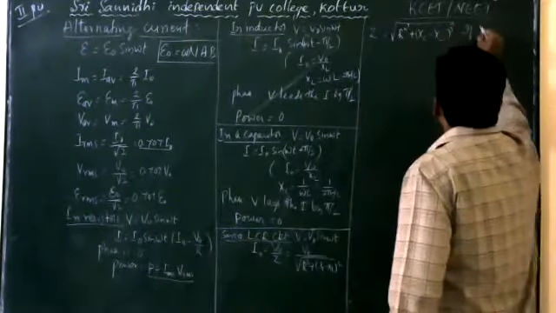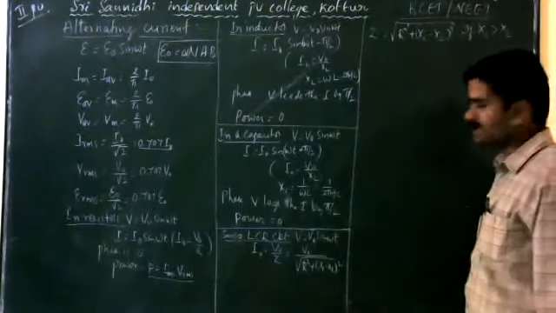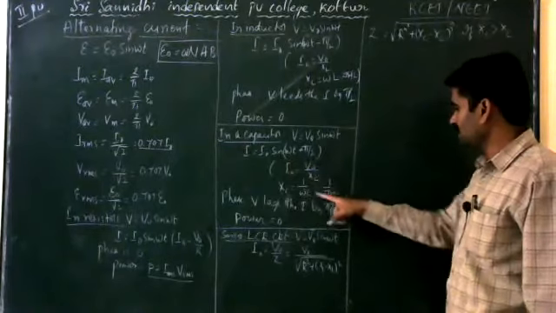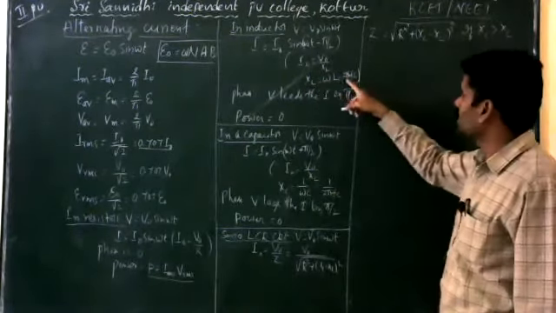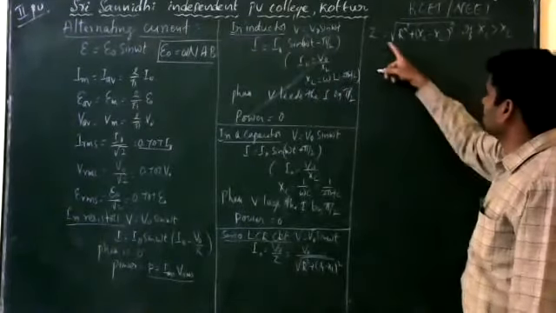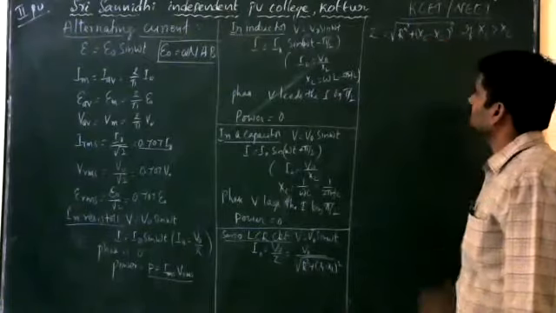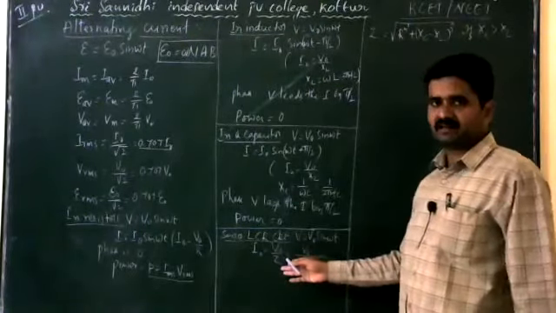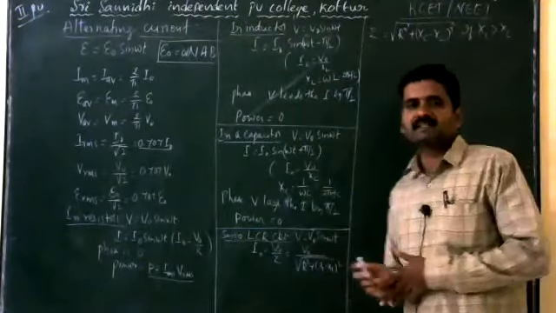If XC is greater than XL, you know that capacitive reactance XC is 1 by omega C, and XL is the inductive reactance, omega L. Z is equal to root of R square plus XC minus XL whole square. That is the impedance, and the current is V0 divided by Z. So this is how we remember the series LCR circuit.